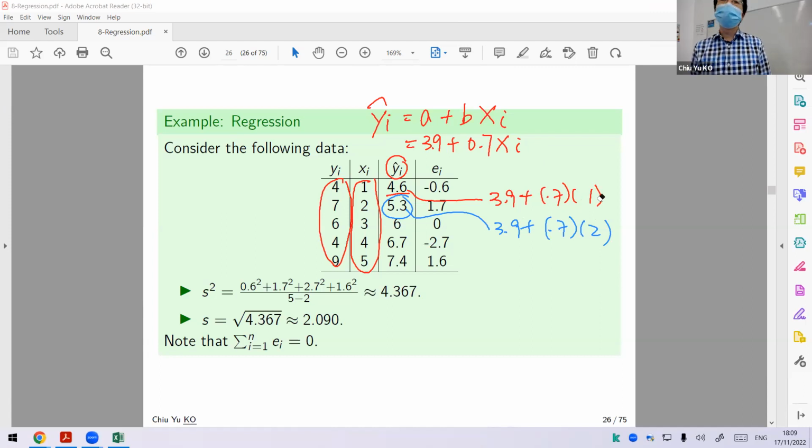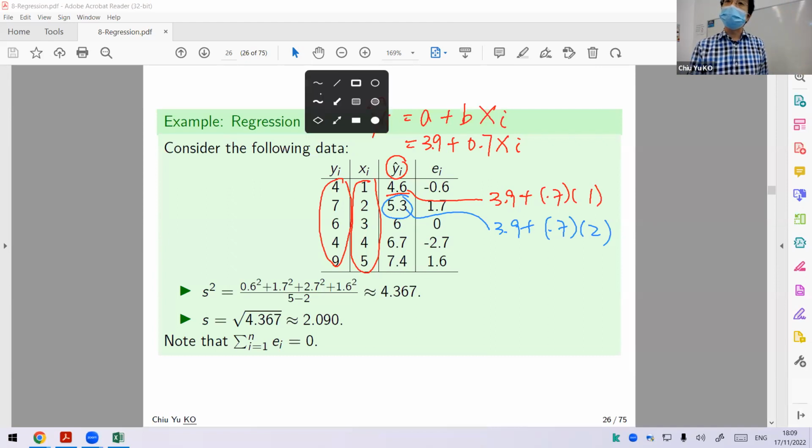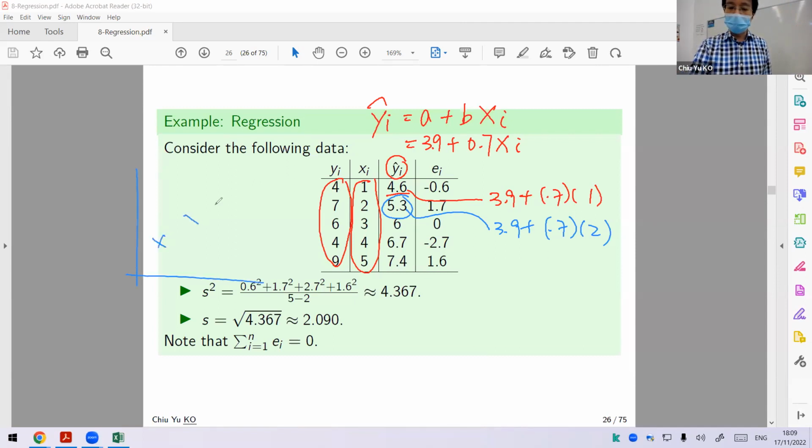Y hat is the line, right? It's a line. Is that clear? Is that clear what y hat is? Y hat is just your bunch of data here, right? And this y hat is the estimated one.